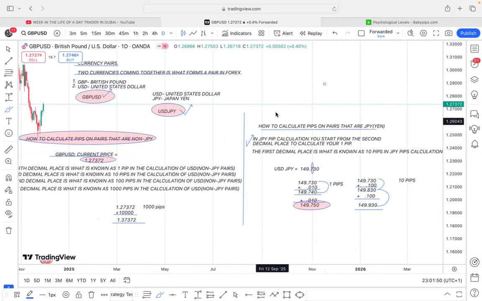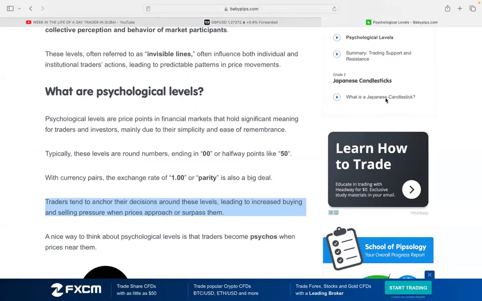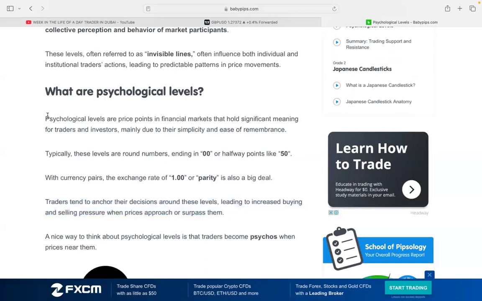So now, how do you identify the psychological levels? So as I was saying, like I said previously, psychological levels are price points in financial markets that hold significant meaning for traders, mainly due to their simplicity and ease of remembrance.